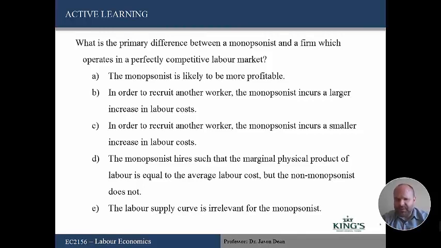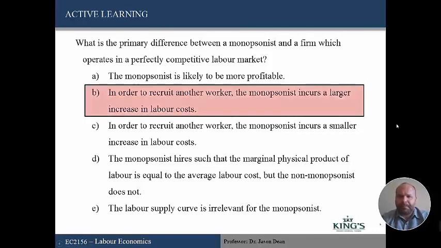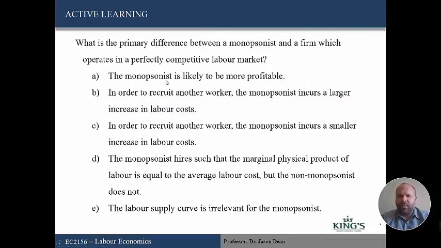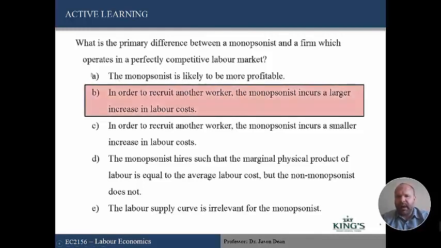So we know the last one's not true. We know D is not true. It's not set equal to the average cost of labor. That's the wage. C, in order to recruit another worker, the monopsonist incurs a smaller increase in labor costs. That's not true. We know that they increase for a monopsonist. So the answer here is B. And we don't know about A because it depends on the product market.